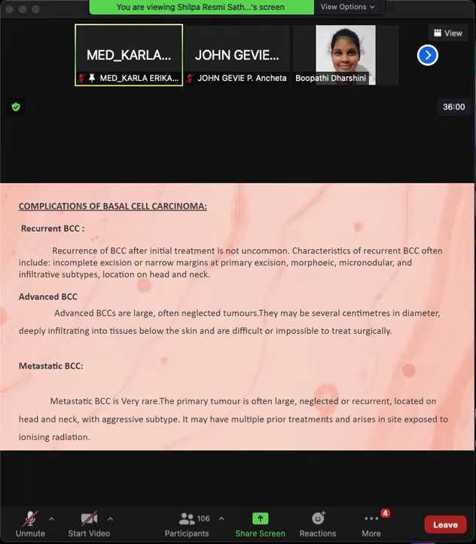Advanced BCCs are large, often neglected tumors. They may be several centimeters in diameter, deeply infiltrating into tissues below the skin, and are difficult or impossible to treat surgically. Next is metastatic BCC. It's very rare. The primary tumor is often large, neglected, or recurrent, located on the head and neck with an aggressive subtype. It may have multiple prior treatments and arise in a site exposed to ionizing radiation.